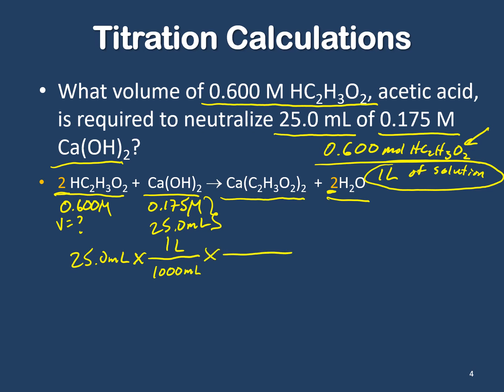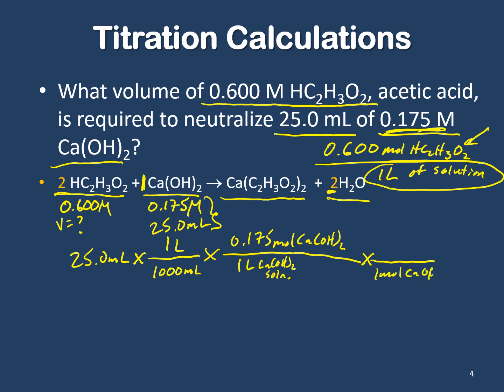And then, after having done that calculation, I know that 1 liter of calcium hydroxide solution is 0.175 moles of calcium hydroxide. And I know this because molarity is moles over liters, and we were given the molarity. Next, I'm going to do a mole ratio, right? I know that 1 mole of calcium hydroxide is going to react with 2 moles of acetic acid.